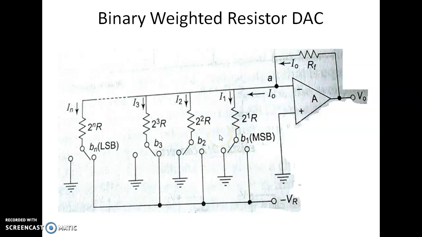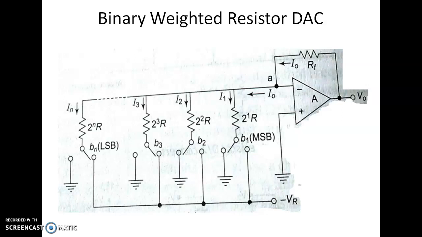then the first SPDT switch will connect resistor 2^1 R to the negative reference voltage minus VR. And if the binary input B1 is 0, then this switch will connect this resistor to ground. Thus an n-bit digital word will decide the positions of all the SPDT switches and connect their corresponding binary weighted resistors to either minus VR or to the ground.